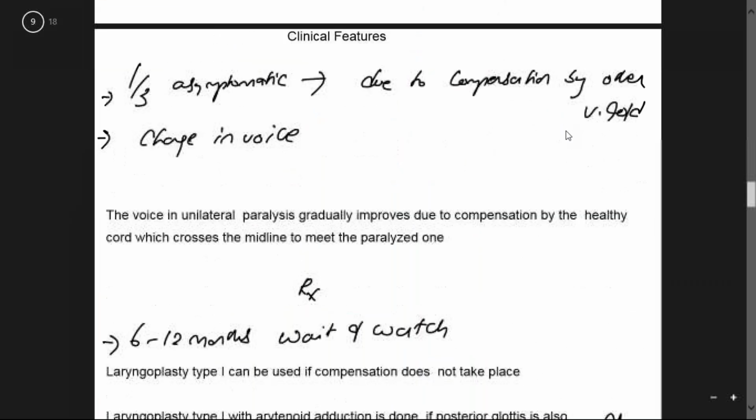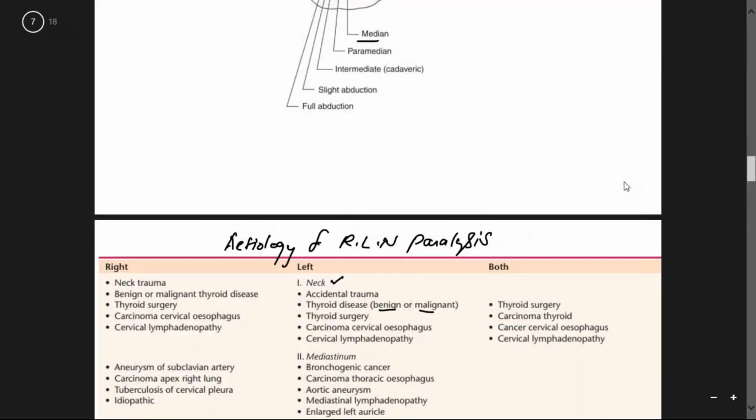Now coming to the clinical features. Most, about one-third, of the unilateral laryngeal paralysis patients are asymptomatic. There might be a slight change in the voice, but it is most commonly asymptomatic. And why is it asymptomatic? Because of the compensation by the other vocal cord. I'll show you here in this picture.